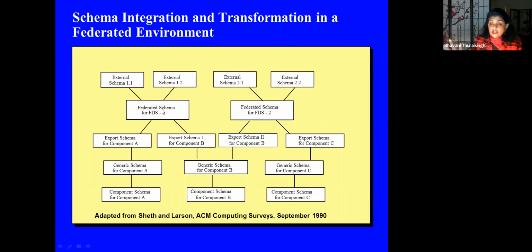And then for the external users, depending on the user classes, you have again a subset of the schema: external schema 1.1 and 1.2 for this federation 1. For the second federation, remember, B is part of the second federation. So you have the generic schemas as before, but it's exporting something else to the second federation. And C exports some schema from its schema. Then you have the federated schema for the second federation, and then external schemas 2.1 and 2.2. So the generic schema is really the technical challenge, coming up with the generic schema.